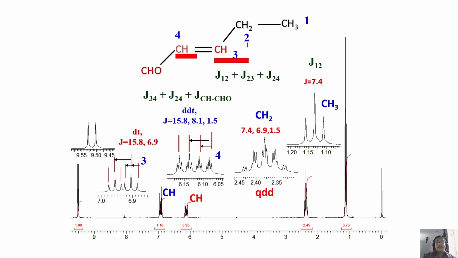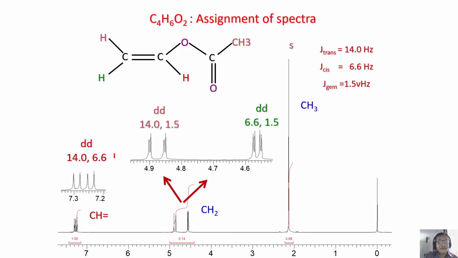And if you come to this proton, this is a doublet because of this, and each line of the doublet is a triplet because of this, and long range coupling is not seen here. Okay, in this case. So now CHO is a doublet. All the peaks and the pattern are clearly assigned. It is clear for you now.